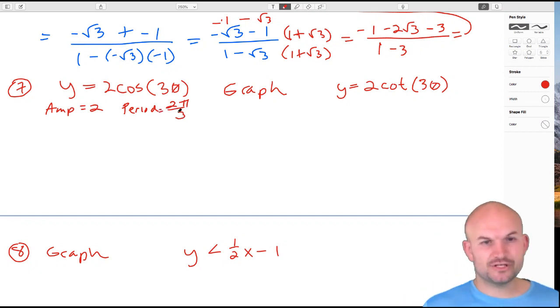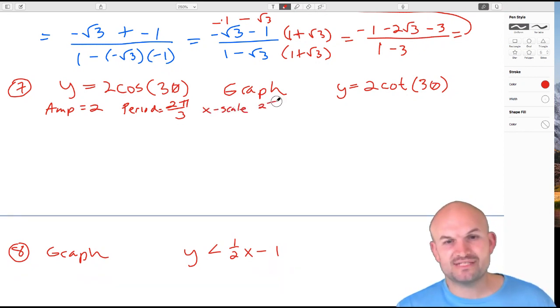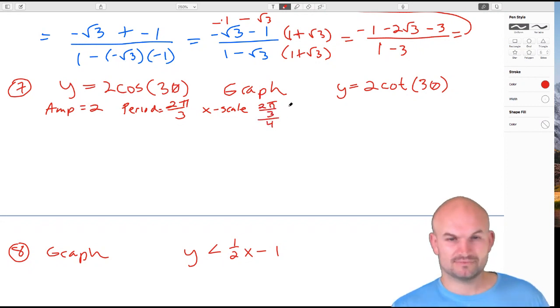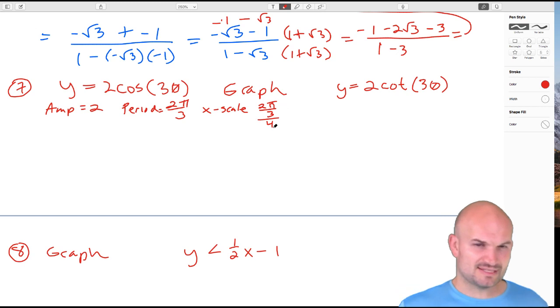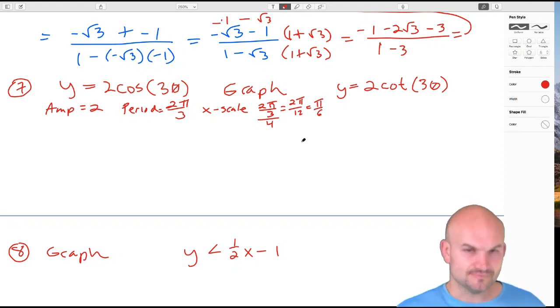The last thing you want to do when you're graphing is to identify the x scale. Basically for the x scale, all you're going to do is take 2 pi divided by 3 and then divide it by 4. Dividing by 4 is the same thing as multiplying by 1/4. So that's 2 pi over 12, which is pi over 6.